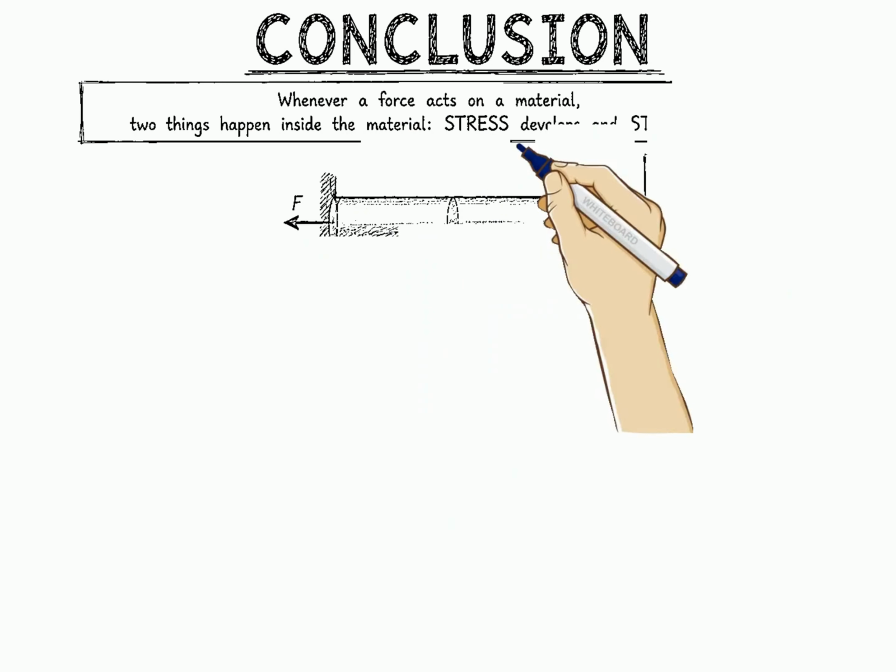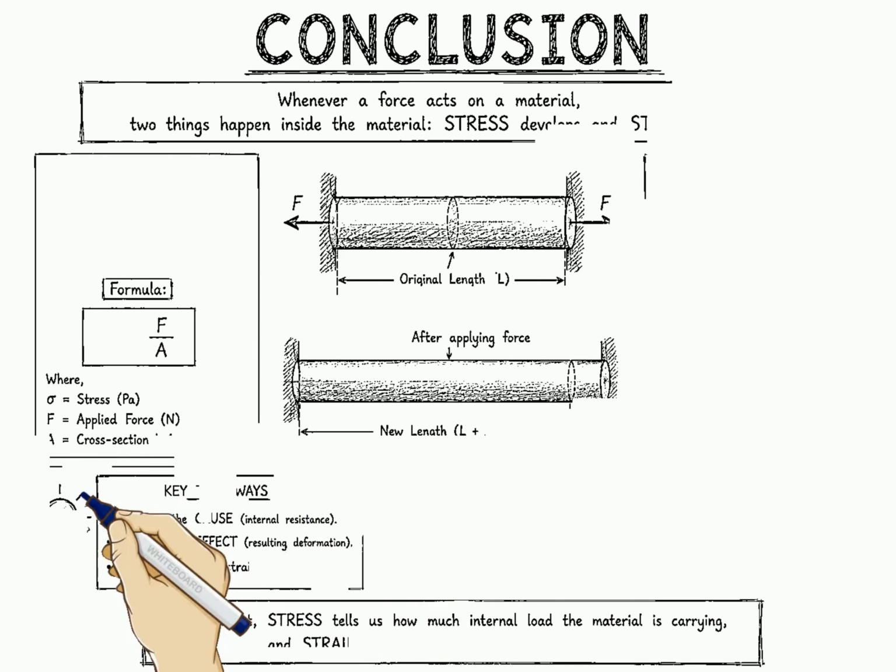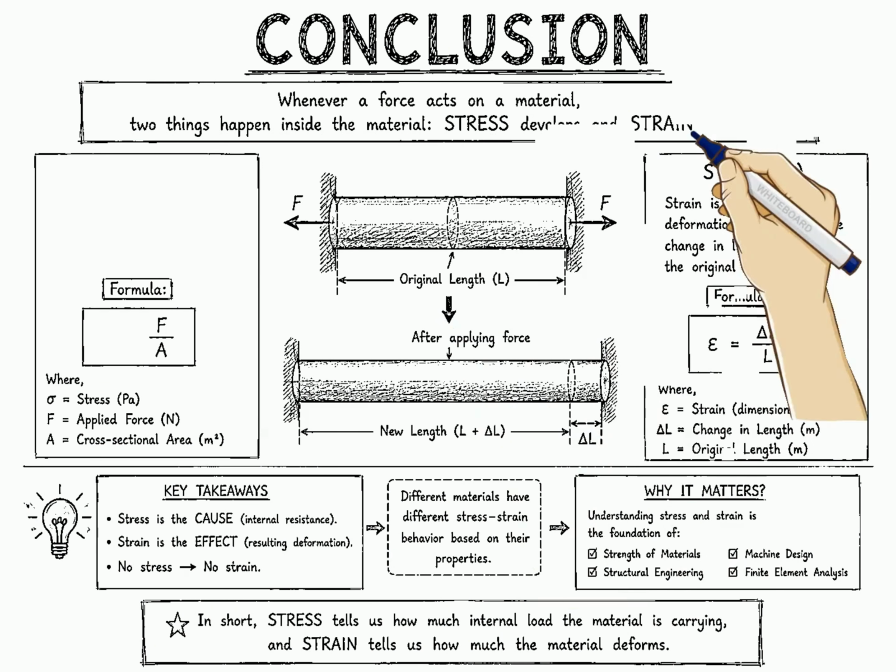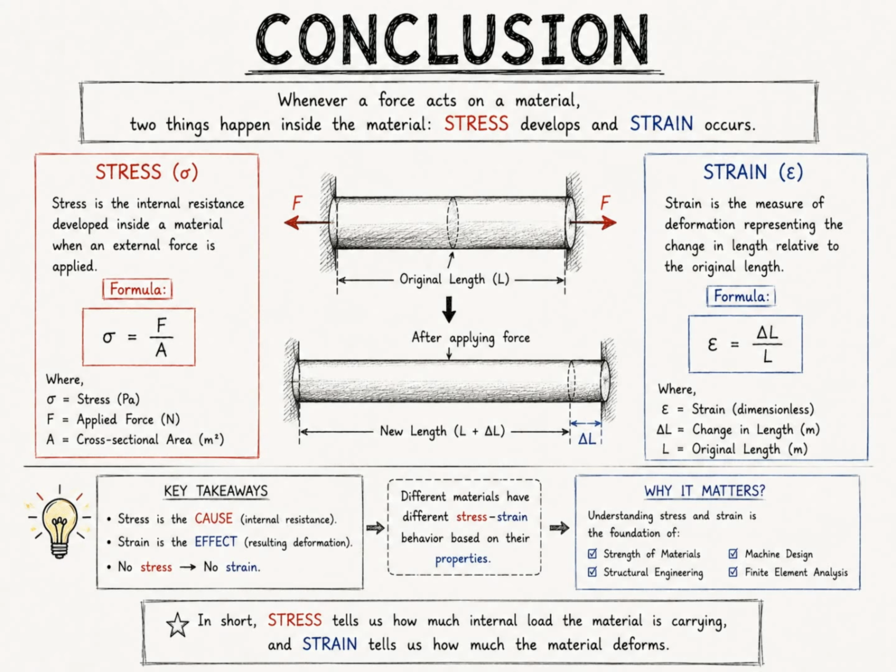In engineering analysis, stress tells us whether a component is strong enough, while strain tells us whether it is stiff enough. A successful design must satisfy both strength and deformation requirements. Understanding stress and strain is therefore the starting point for machine design, structural engineering, fatigue analysis, and finite element simulation.